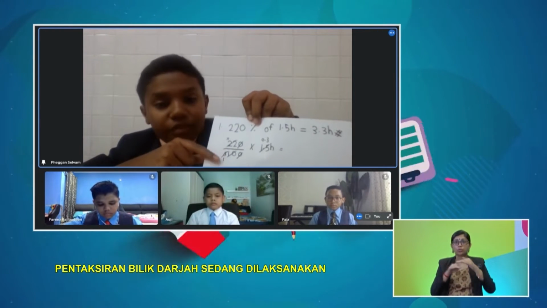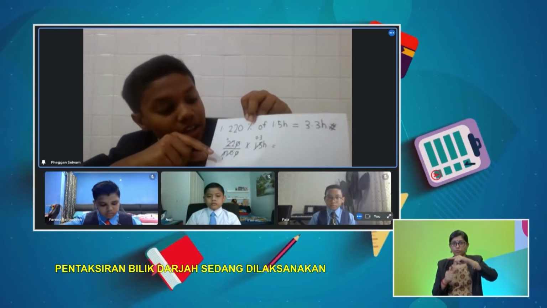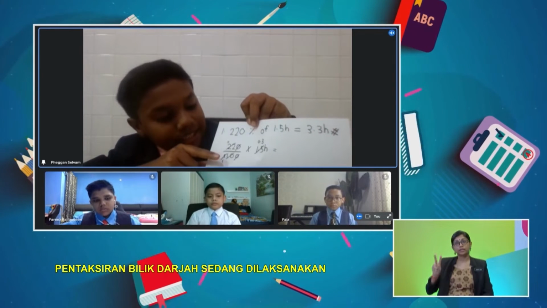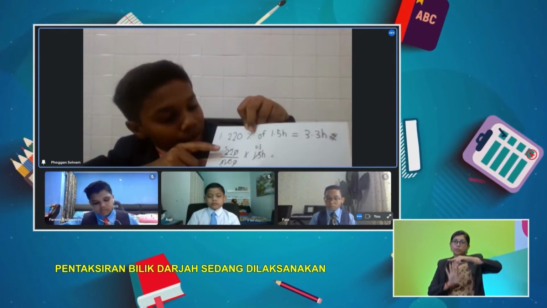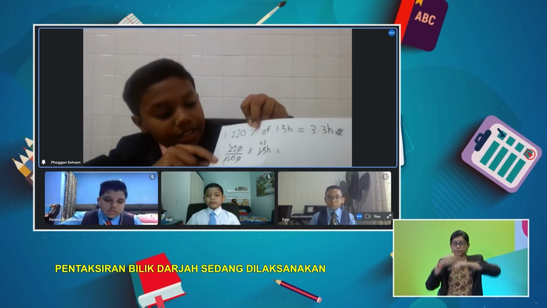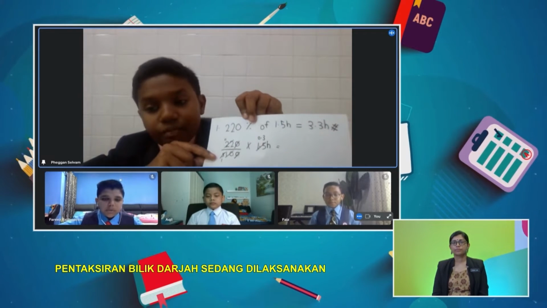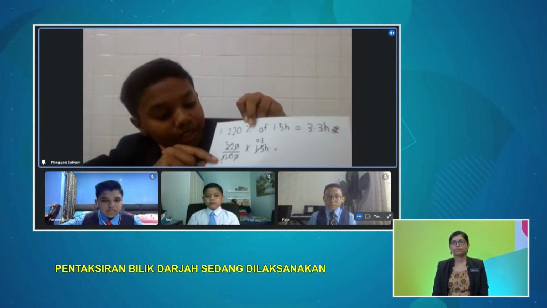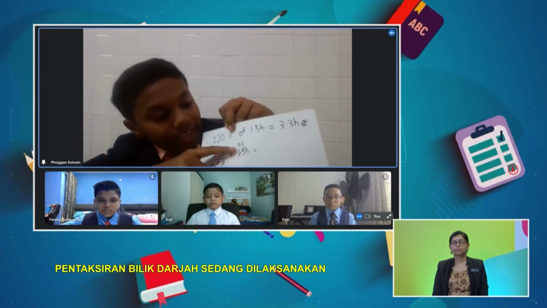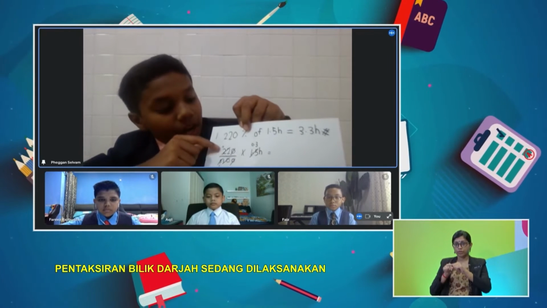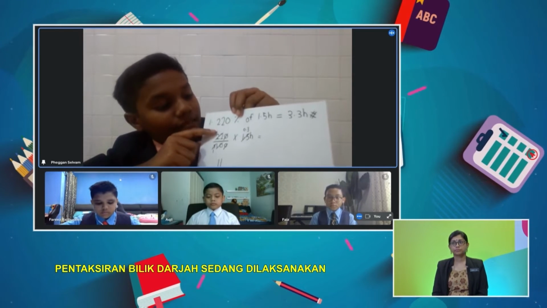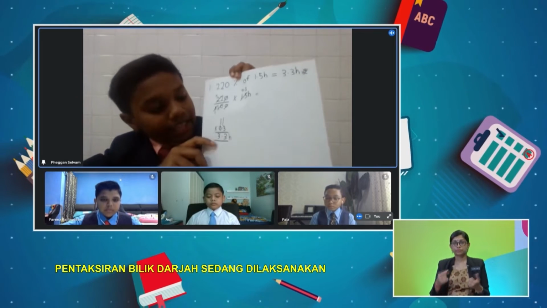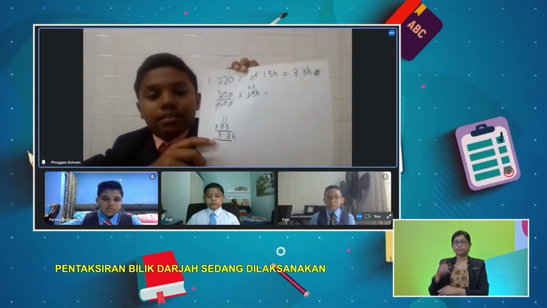Now we need to simplify by using times table 2. And 10 changed to 5, 22 changed to 11. We can also simplify 5 by using times table 5. So we get 1. Here we get 0.3. Now we need to multiply 11 and 0.3. And then we get 3.3 hours.